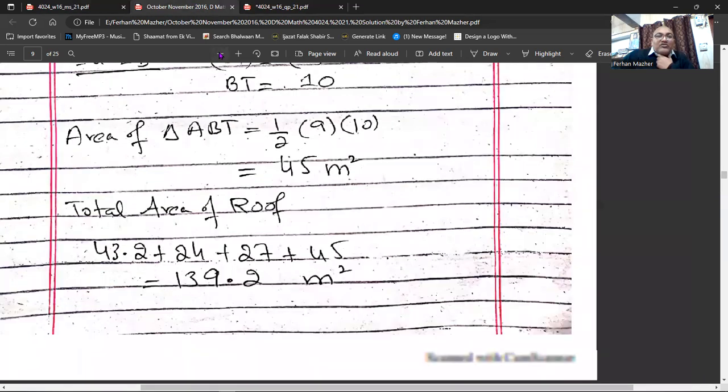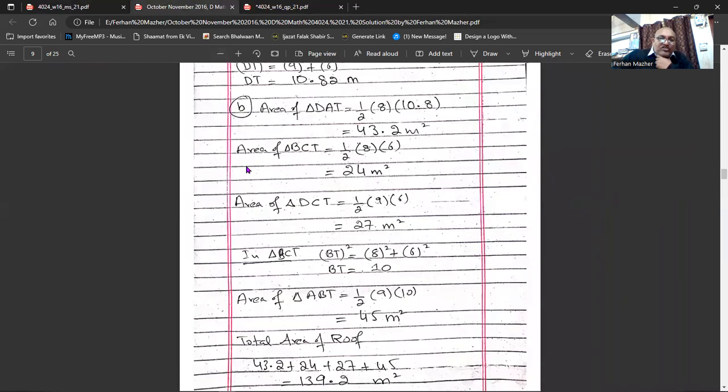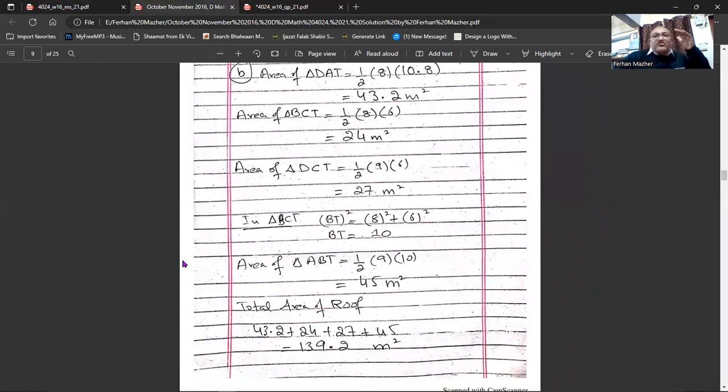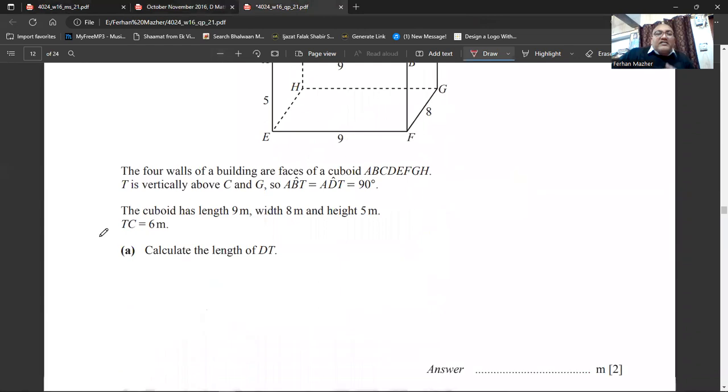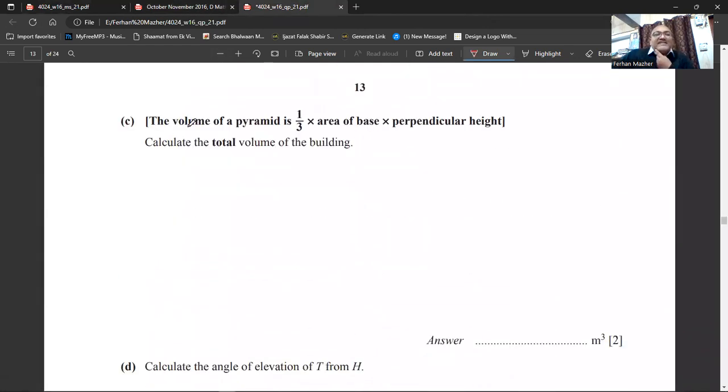So I will show you the solution of this question. The solution of question number 6, and its B part is showing up. It's big, huge. Okay, C part: the volume of the pyramid is 1 by 3 into area of the base into the perpendicular height. Calculate the total volume of the building.